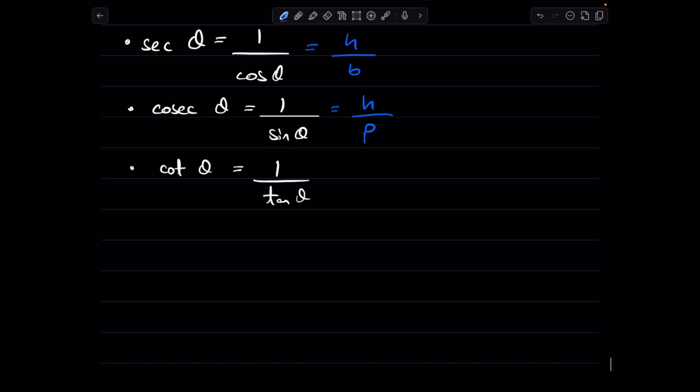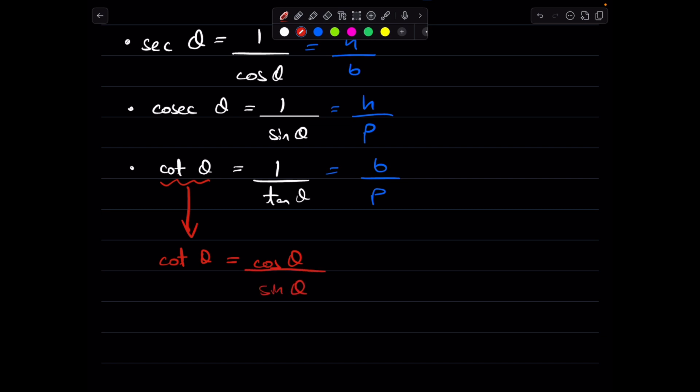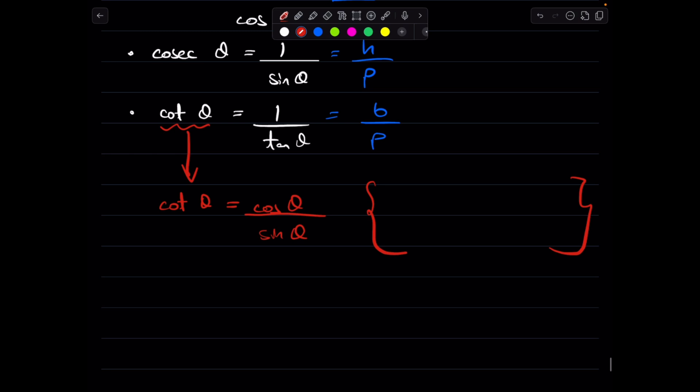Then we have cot theta is equal to 1 over tan theta. 1 over tan theta is going to be perpendicular over base, opposite over adjacent, which would be base over perpendicular for cot theta. And now, before you move on, we have cot theta is also equal to cos theta over sin theta. This is also an identity derived from the fact that tan theta is equal to sin theta over cos theta.